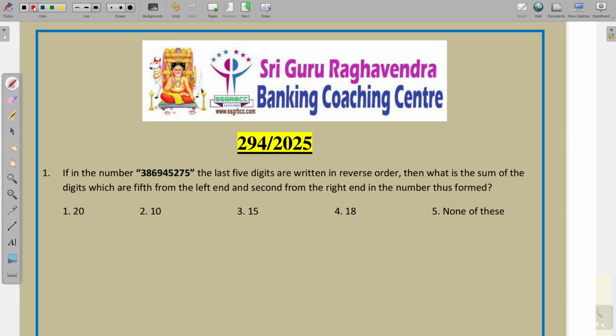See the first question. If in the number 386945275 the last 5 digits are written in reverse order, then what is the sum of the digits which is fifth from left and second from right end of the number thus formed? So the last 5 digits are reversed, so that is 386957254. What is the fifth from left? That is 5. And next, what is the second from right? That is also 5. The sum of these two is 10. 10 is the answer.